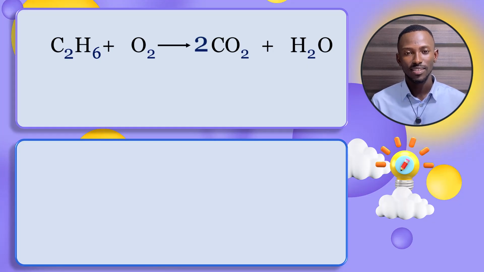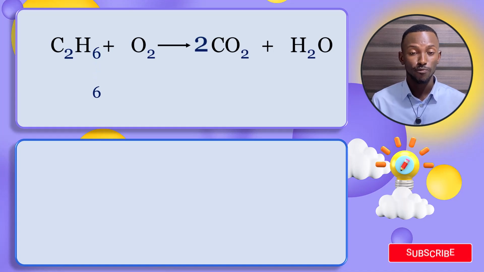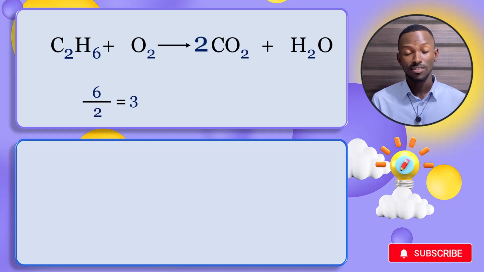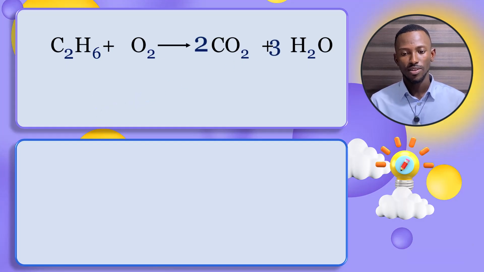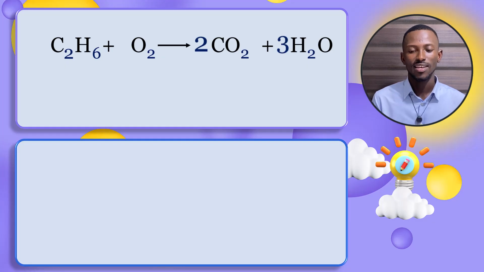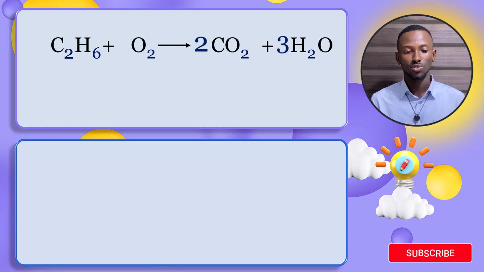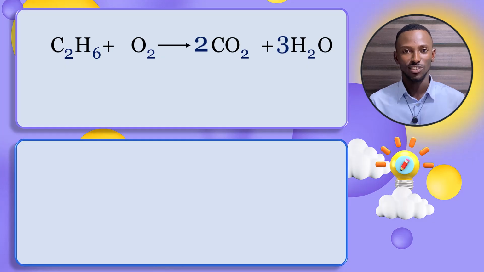The next step is to balance the hydrogen. For the reactant side, we have 6 hydrogens, but for the product, we have only 2. So what do we do? We pull out the subscript for the hydrogen and divide by 2. That will give us 3, and we place that 3 behind the water, giving us 3H2O. So we've actually balanced the hydrogen too. So far we've balanced the carbon and then the hydrogen.